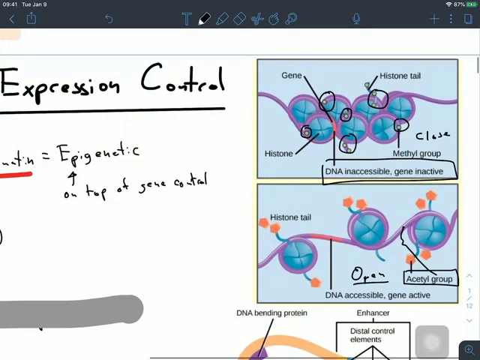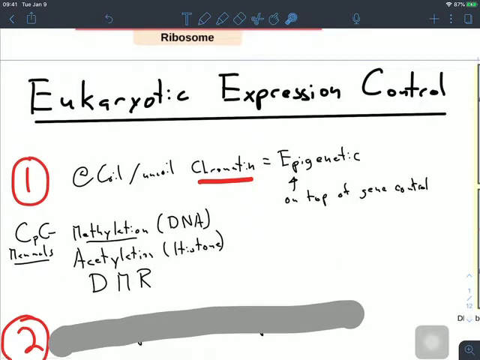When DNA is open, this allows for RNA polymerase to come in and begin the reading. When DNA is closed, RNA polymerase can't make it in. So epigenetic control is that first form of control, before a transcript is made. One of the most common places that we see this epigenetic control is in the Barr body.